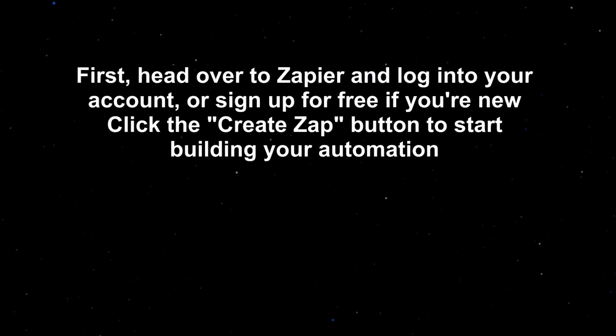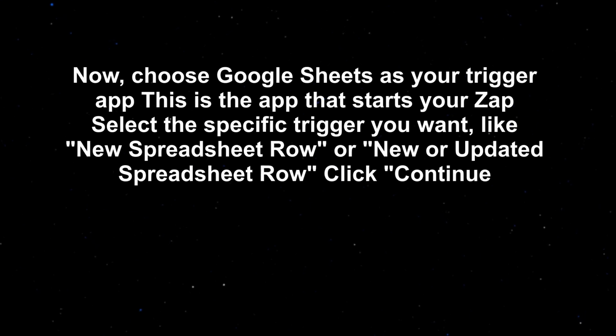First, head over to Zapier and log into your account, or sign up for free. If you're new, click the Create Zap button to start building your automation. Now, choose Google Sheets as your trigger app. This is the app that starts your Zap.